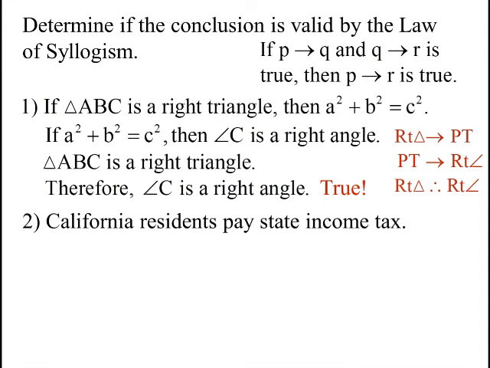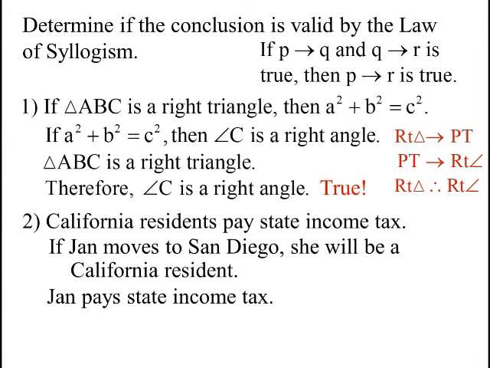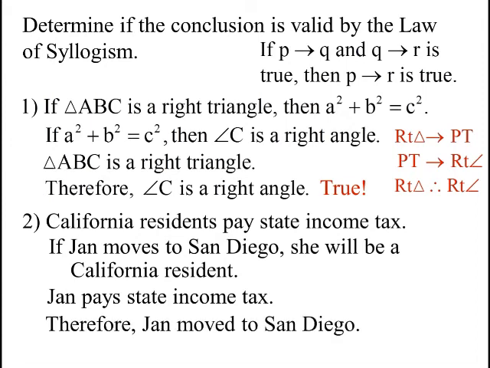So let's take a look at this one. The more wordy they get, the more confusing they get. California residents pay state income tax. If Jan moves to San Diego, she will be a California resident. Jan pays state income tax. Therefore, Jan moved to San Diego. So again, I'm going to map this out. California implies tax. That's the first statement. Second one, if she moves to San Diego, she will be a California resident. So San Diego implies California.